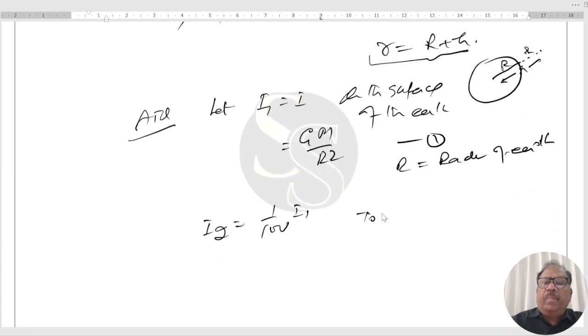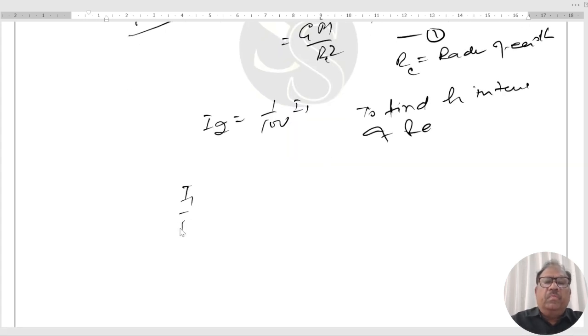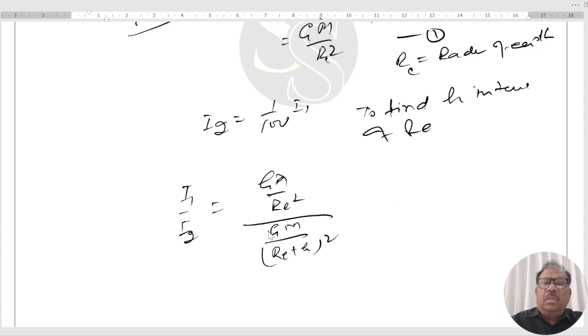To find height in terms of RE, radius of Earth. I1 over I2 equal to GM over RE square divided by GM over RE plus H whole square. This goes. That is RE plus H over RE whole square.